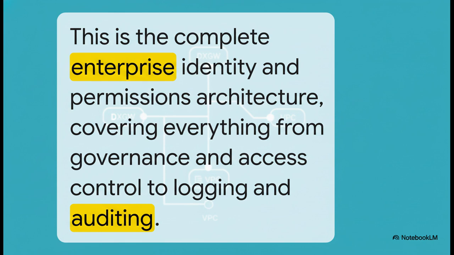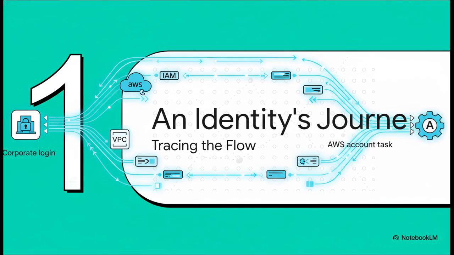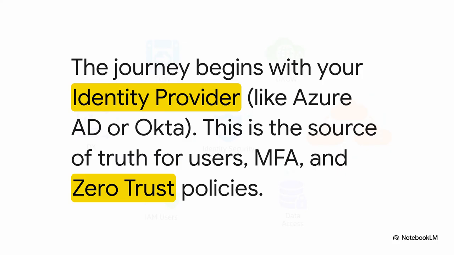So how does this all work in practice? How does an employee logging into their corporate account end up with permission to do something very specific inside AWS? We're going to trace that identity's journey, step by step. Let's follow the request like it's a packet flowing through a network. And our journey kicks off right here, completely outside of AWS.